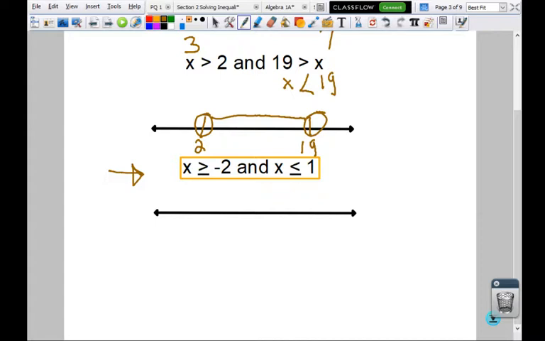Here's the one by the 2. Your negative 2 has the line. So there's one by the 1.